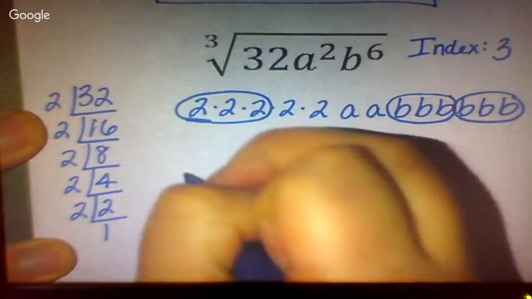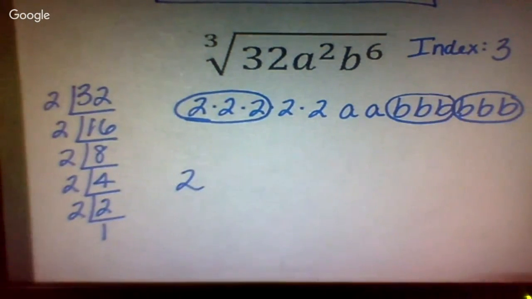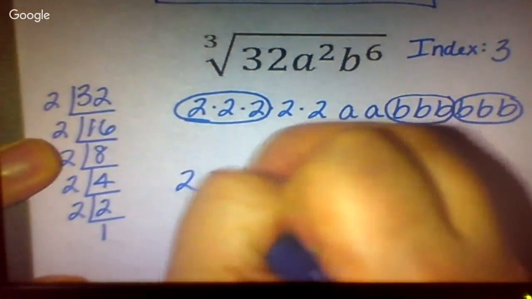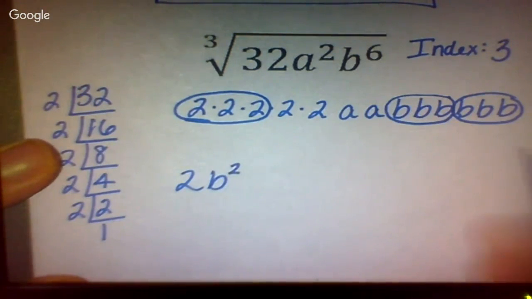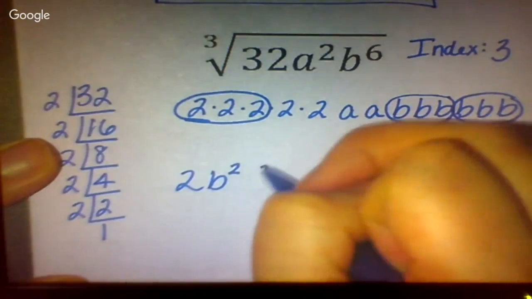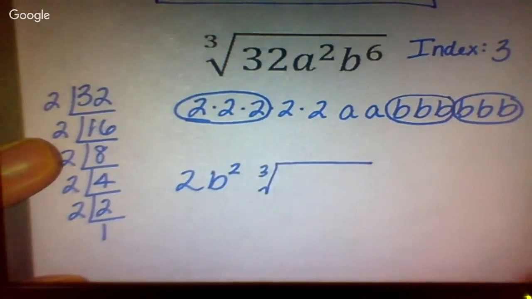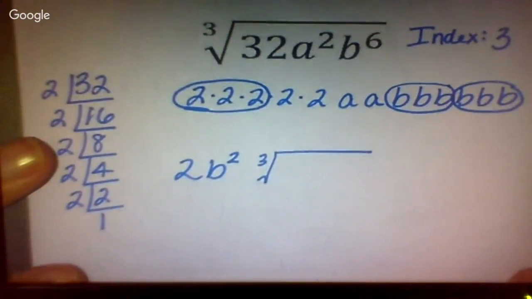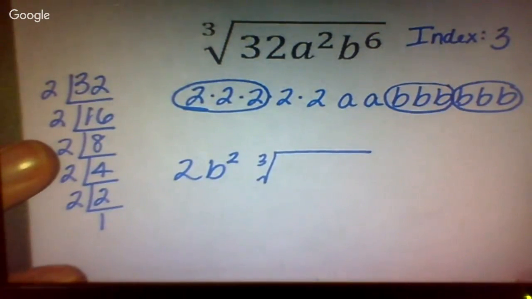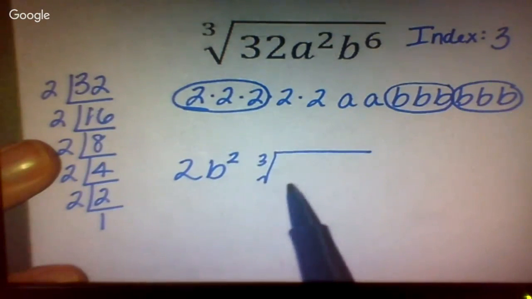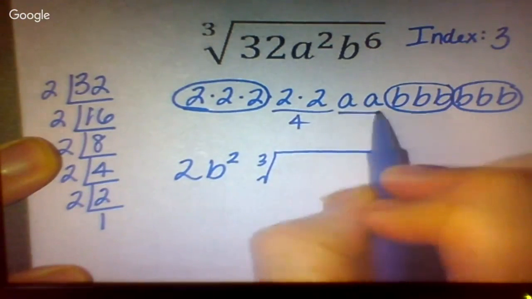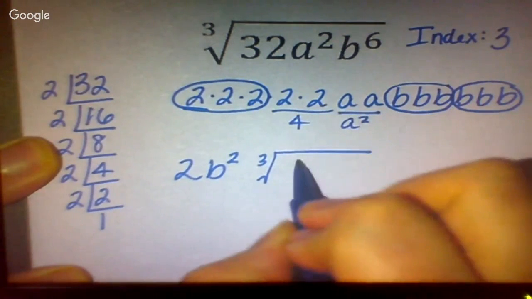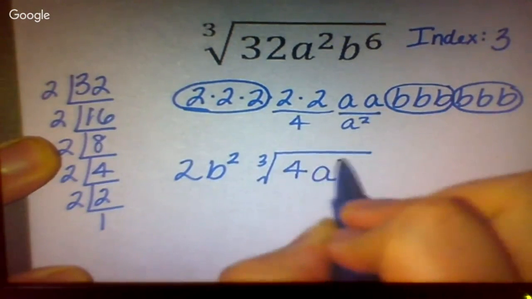So I pull out, I have one group of 2s, so that's just a 2. Because I only have one group of them. I circled B's, and I circled 2 groups of them, so that's B squared. Now you've got your cubed root. Don't forget that index. Okay, before you plug this back in here, what's 2 times 2? 4. This is 4. What's A times A? A squared. So underneath your cubed root is 4A squared.